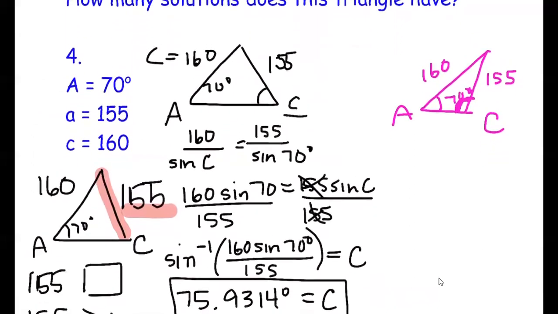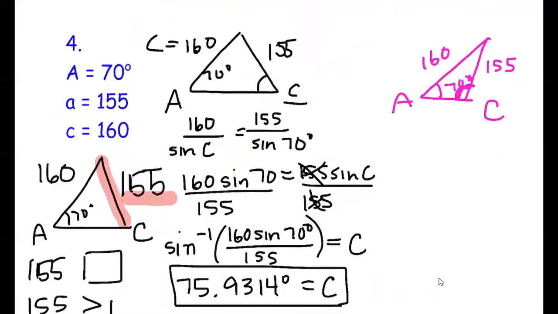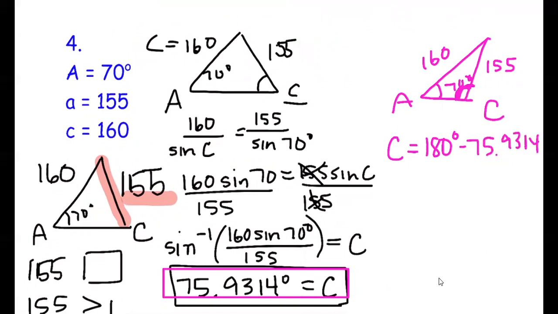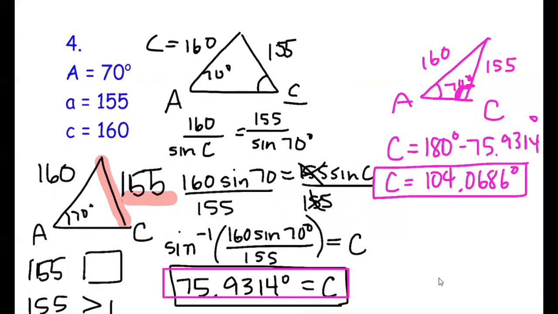Let's find the pink triangle. For the pink triangle, we found our first quadrant angle. We need to find the second quadrant angle. For the second triangle, I'm simply going to find the supplement. 180 minus 75.9314 will do it for us. This gives us our second quadrant angle, which is 104.0686 degrees.